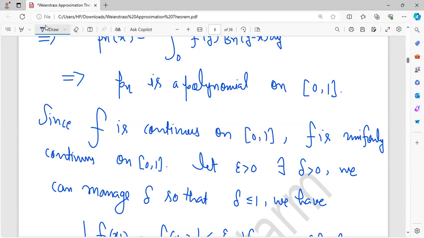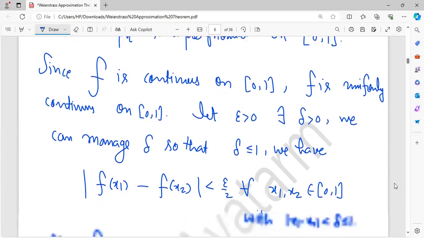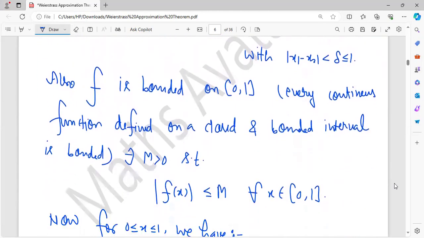0, 1. There is a problem. No, there is no problem. Actually, I want to say one thing. Because outside, so F is bounded on R. Because why F is bounded on R? Sorry, one thing. F is bounded on R.